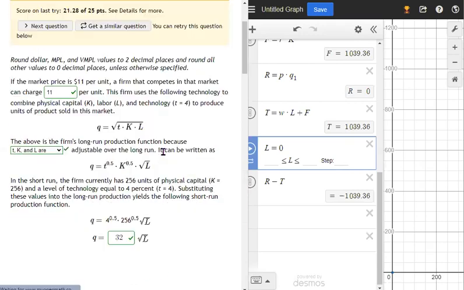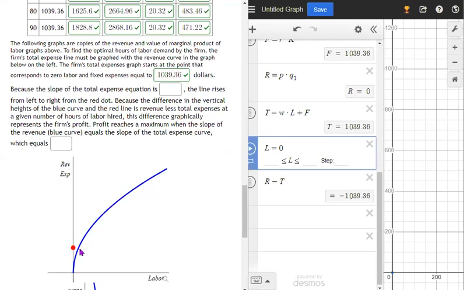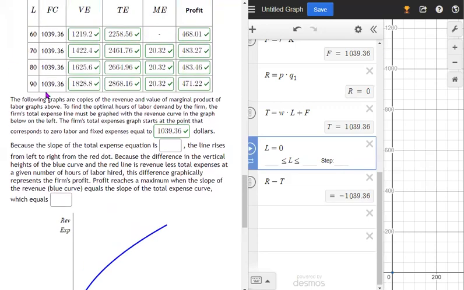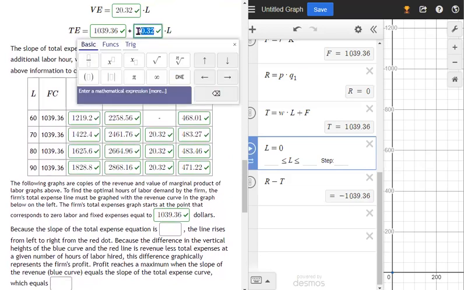Okay, hit enter. And down here, that right there is my fixed expense, the intercept of my total expenses curve. What that says is when labor is 0, fixed expenses put the height of this line at this red dot. That red dot corresponds to a height of $1,039.36, right? Now, because the slope of the total expense equation is the marginal expense, or just 20.32, right?